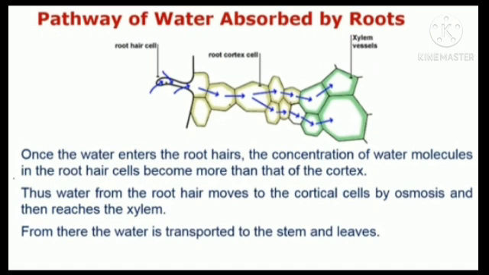Next is the pathway of water absorbed by roots. Once the water enters the root hairs, the concentration of water molecules in the root hair cells becomes more than that of the cortex. Thus, water from the root hair moves to the cortical cells by osmosis and then reaches the xylem. From there, the water is transported to the stem and the leaves. That is what is mentioned in the diagram. Water enters the root hair cell, then it passes through the root cortex cell, then it goes directly towards the green-colored shape given as xylem vessels.